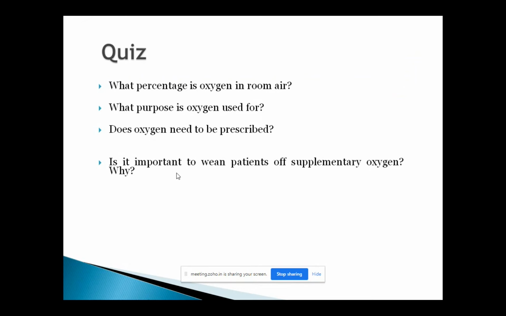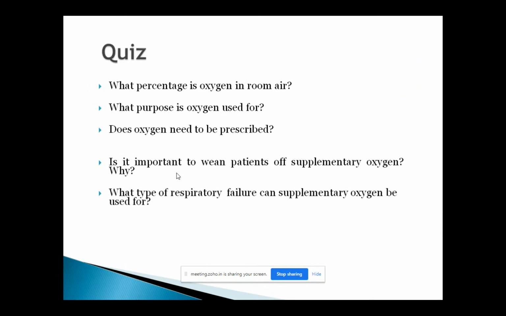Is it important to wean the patient off supplementary oxygen? Yes, it's very important. As much as you start, you need to wean them off, obviously, because they need to go home. That's not the answer for why. The reason is, if a patient is on oxygen for a very long time, as with any medication, oxygen also has side effects. We don't want any patients to develop what we call oxygen toxicity. So it's important to wean the patient off the supplementary oxygen.